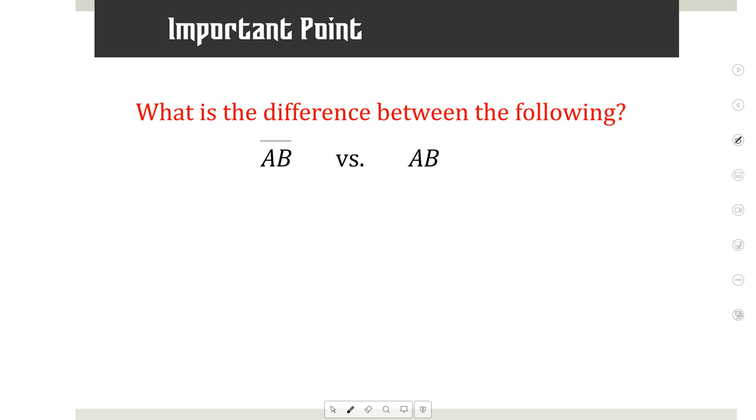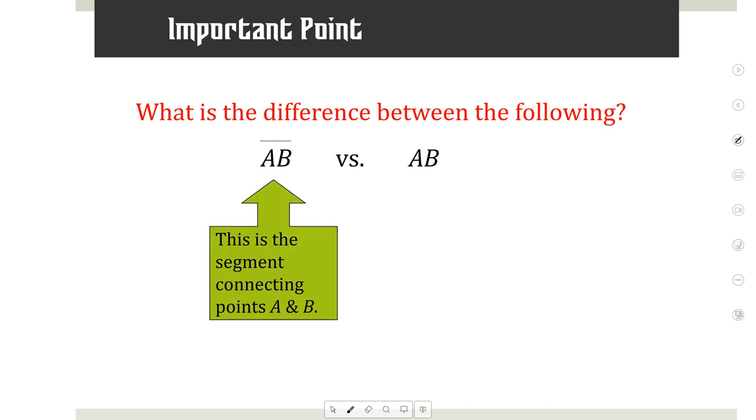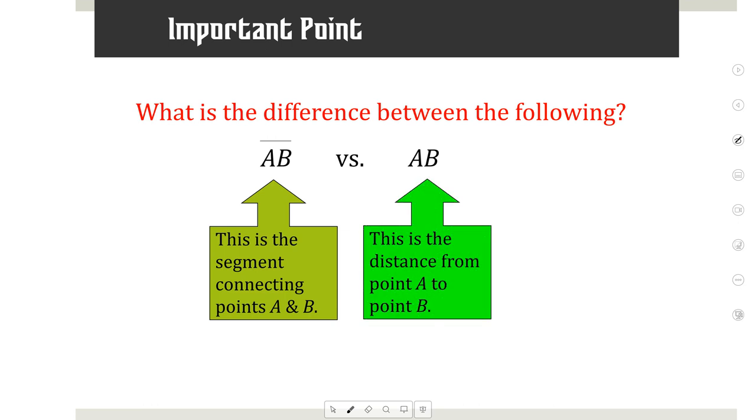Some notation things. We need a way to represent measurements. Okay? So you'll notice the difference in these two things. The first one is the line segment connecting A and B. It's a physical object. When it doesn't have a symbol over it, that represents the length or the distance from A to B.